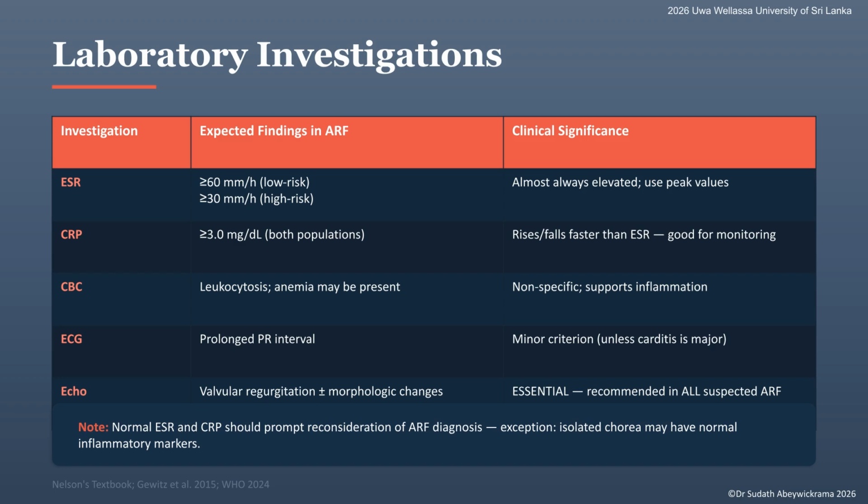CBC may show leukocytosis and anemia. ECG can show a prolonged PR interval, a minor criterion. Echocardiography is essential for detecting valvular regurgitation and morphological changes, a necessary investigation in all suspected ARF cases.